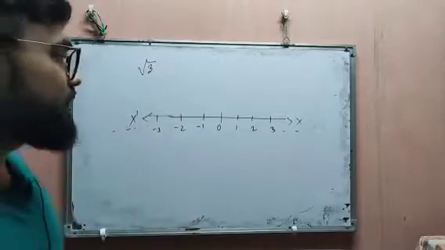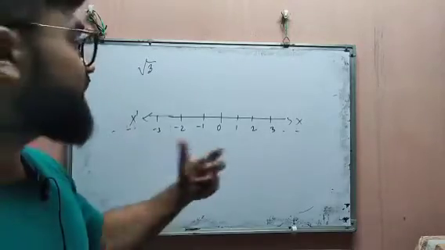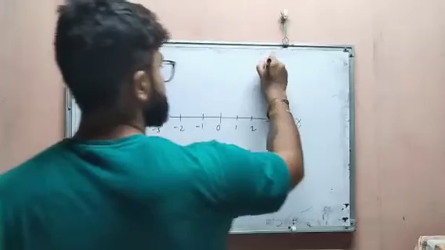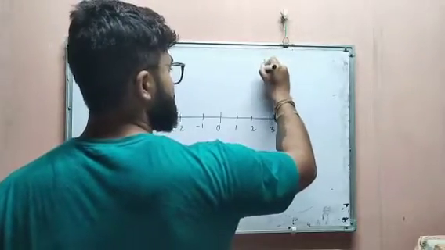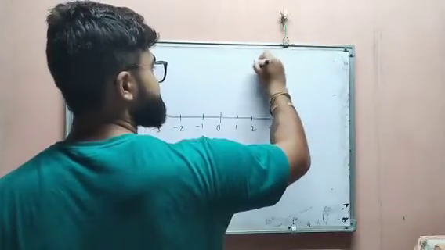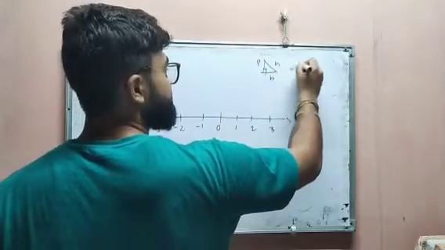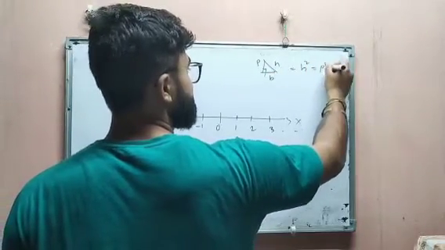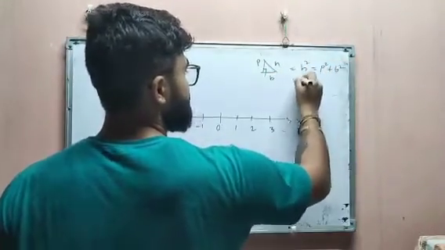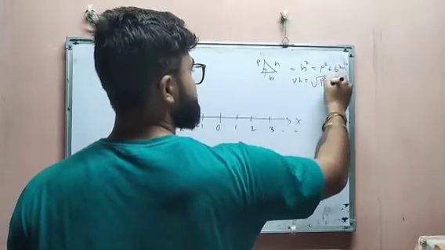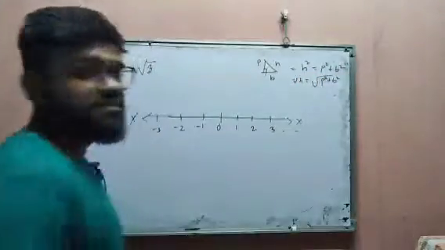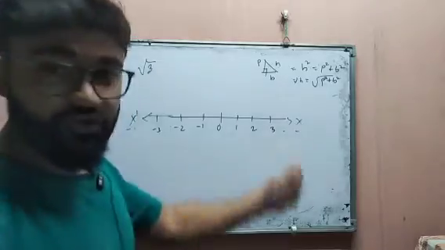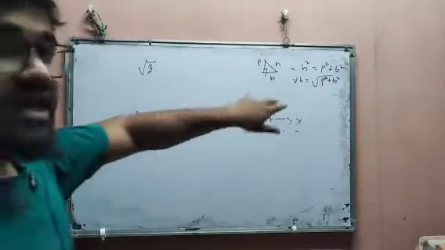So for that, what do we need to take? We have to take the help of the Pythagoras theorem. As per the Pythagoras theorem, for a right angle triangle, this is the hypotenuse, this is the perpendicular, and this is the base. Then hypotenuse square is equal to perpendicular square plus base square, or hypotenuse is equal to √(perpendicular square plus base square). This is the formula. We know about this.